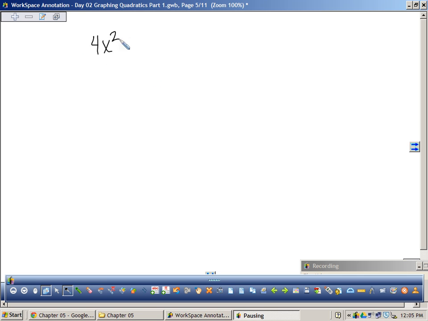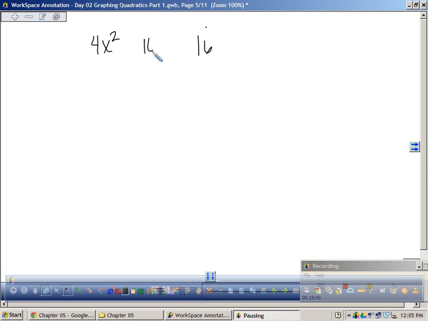4x squared. Don't give me a y, just 16. What would be the middle term to make this a perfect square trinomial? This is 4. This is 2. 8 times 2 is 16. Does it work? Let's see. What would this be? 2x and 2x, and what would this be? 4. 8x and 8x make 16x.